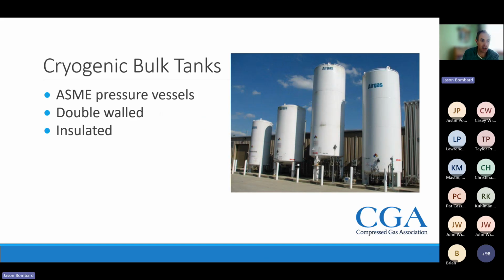Then you'll have your cryogenic bulk tanks, which are ASME pressure vessels. These, like the 4L cylinders and the cryogenic transports, are double walled and insulated in between the two with vacuum.